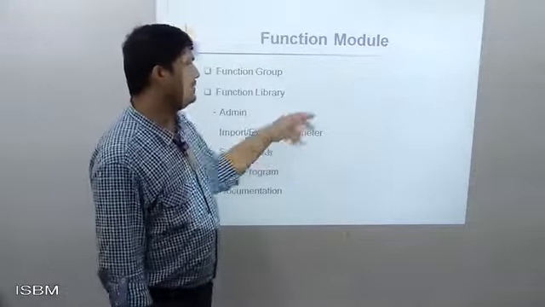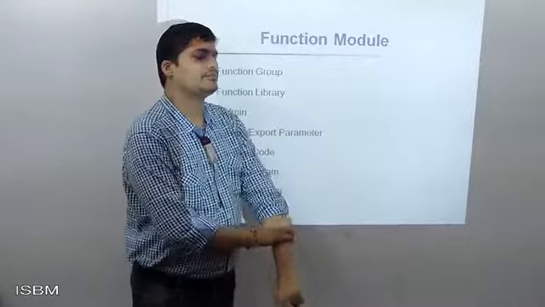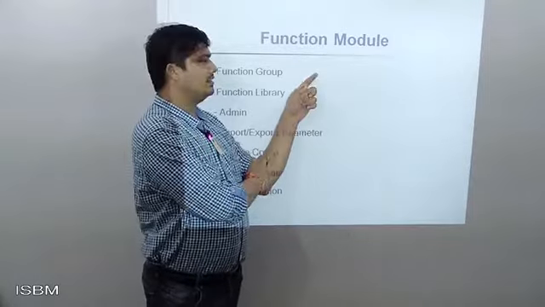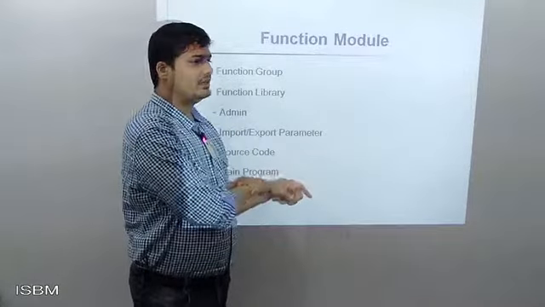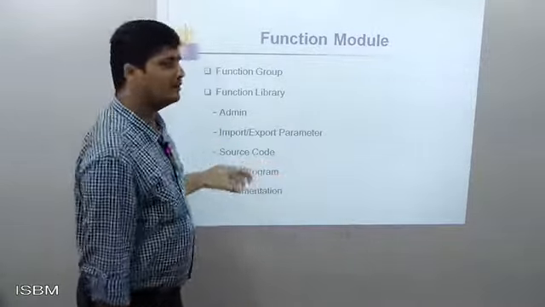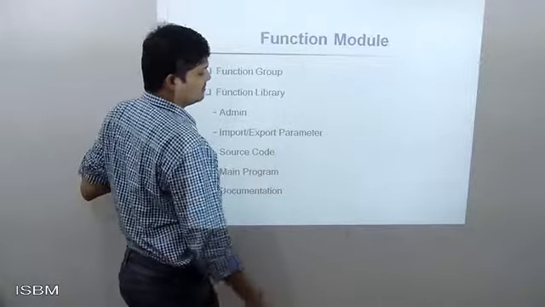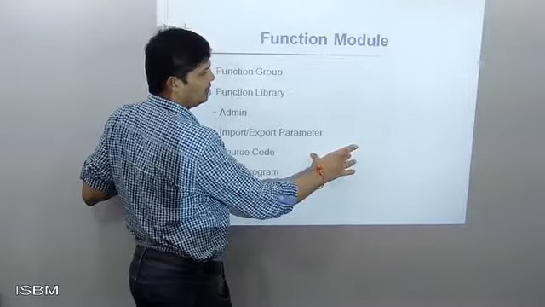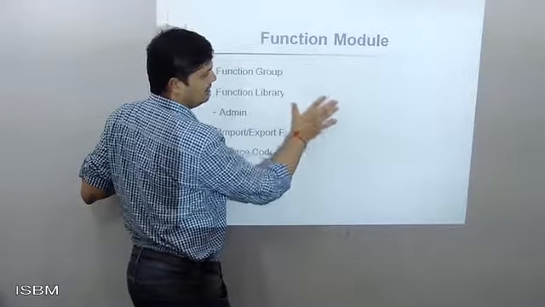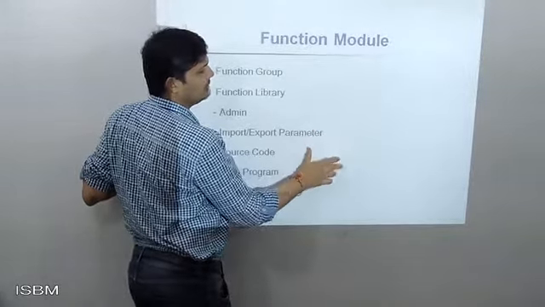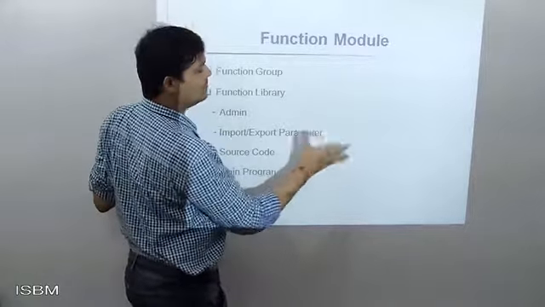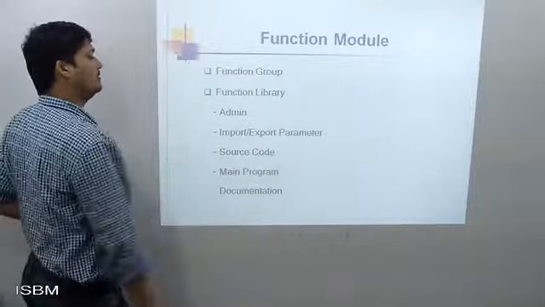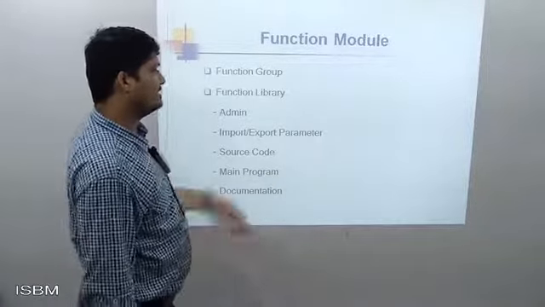Then for the export parameter, I require only two fields. One is a currency key, because I need to convert dollars into GBP, Great Britain pound, or Australian dollar, or INR, Indian rupees. The second is an amount field, in which I will check how many rupees $100 is in INR. That is what I require. That's it. That is the export parameter.